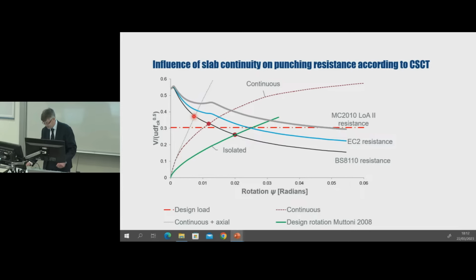So clearly the slabs designed to Eurocode 2 and Model Code 2010 have a greater reserve of safety, but all three designs have adequate resistance to resist the design load. So to my mind, this raises interesting questions for code writers to consider.